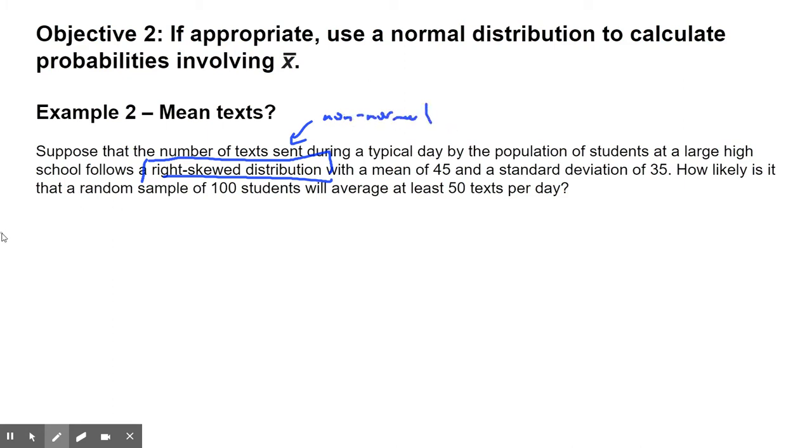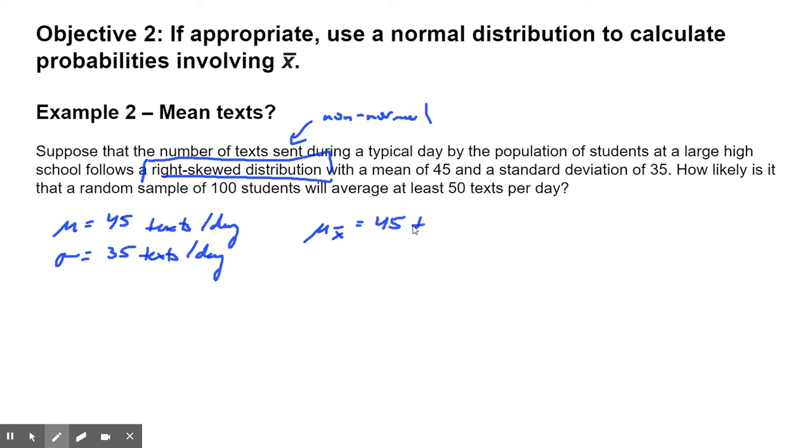Okay, so let's approach the problem like we would. Let's identify the mean of the population. That's going to be 45 texts per day, right? The standard deviation of the population is 35 texts per day. Okay, so we can find the mean of our sampling distribution x bar. It's going to be equal to the population mean, 45 texts per day.